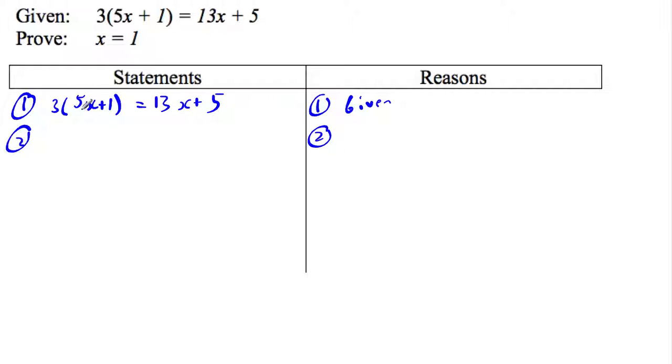All right, so the second step here, if I have parentheses, what I can do is I can distribute here. So I get 15x. Actually, really, if I wanted to write each step appropriately, I would do 3 times 5x plus 3 times 1 is equal to 13x plus 5. Why can I do that? That is the distributive property.